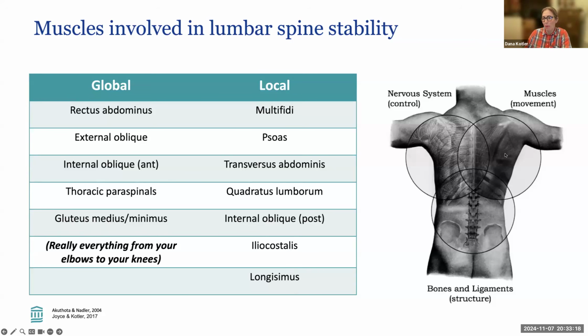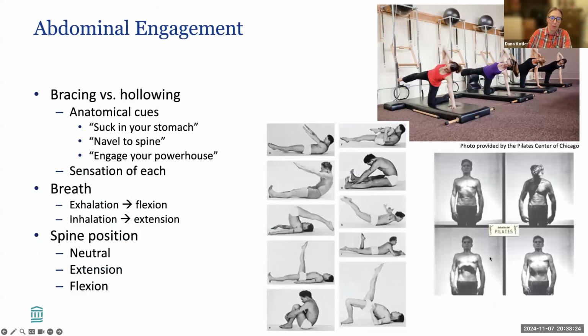You have to remember that not only are the muscles important, but the nervous system that controls them, as well as the bones and the ligaments that provide the structure of the spine. So when we think about engaging our abdominal muscles or our core muscles, there's different ways to do it. So we talk a lot about abdominal bracing versus abdominal hollowing.